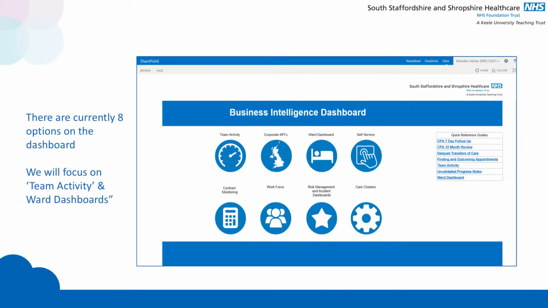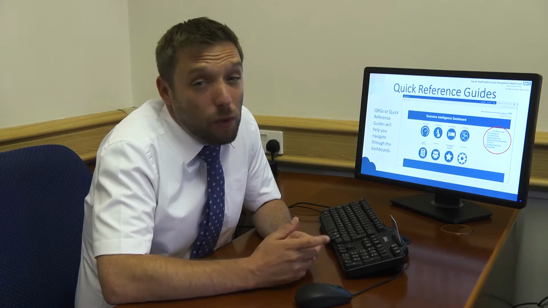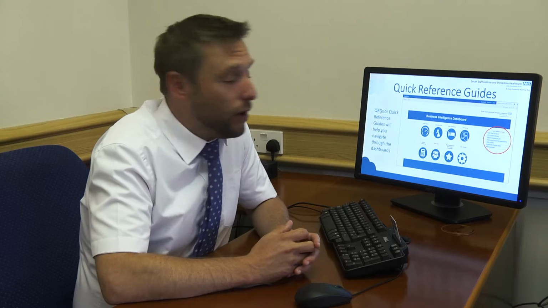So there's currently 8 options on the dashboards. For this demonstration, we will focus our attentions to ward and team. There's also quick reference guides available, QRGs. These will help support any navigation and operational issues, but it's my experience that if you've managed to work out one, it tends to be true for the rest. You won't be able to break them, so give them a try, click around, nothing will go wrong.